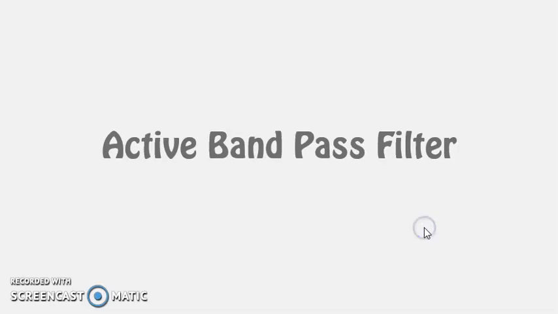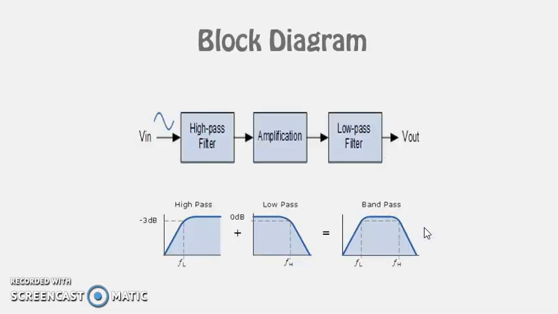First of all, we'll go through the block diagram which we'll be utilizing to construct the active band pass filter. We'll make use of a high pass filter and an op amp as an amplification stage, and this will then be cascaded with a passive low pass filter. Resultantly, we'll be getting an active band pass filter.